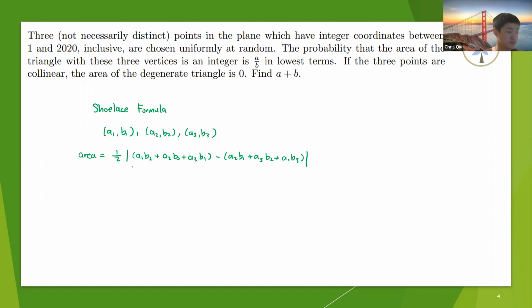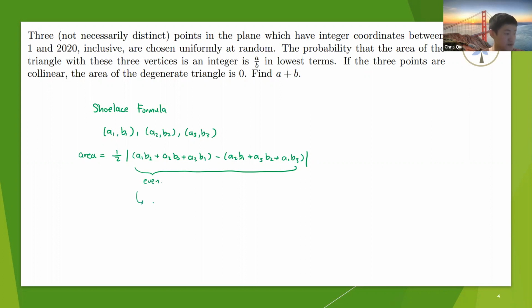And from this formula, we can see that since a1, b1, a2, b2, a3, b3 are all integers, this area is going to be an integer if and only if this expression is even. And so we want to determine when this expression is even. And in fact, we want to determine how often or how likely it is for this expression to be even.